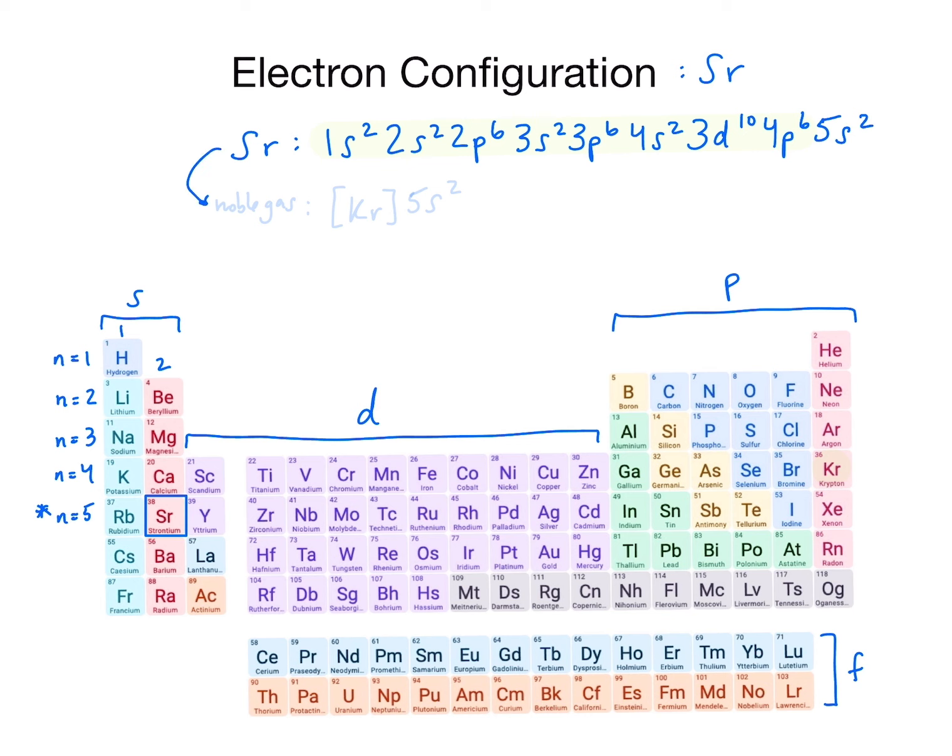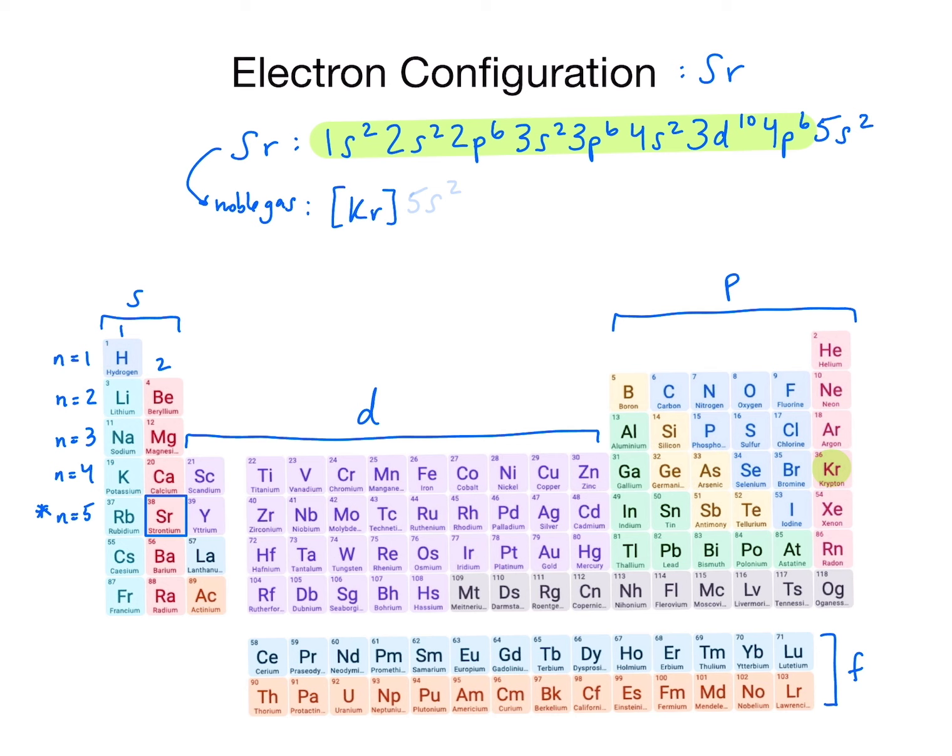But what if we wanted to do the noble gas configuration? So for the noble gas, I'm going to highlight the previous noble gas that is closest to strontium. In this case, it is krypton. So for krypton, we put krypton in brackets, so [Kr], and then that eliminates everything highlighted in green.